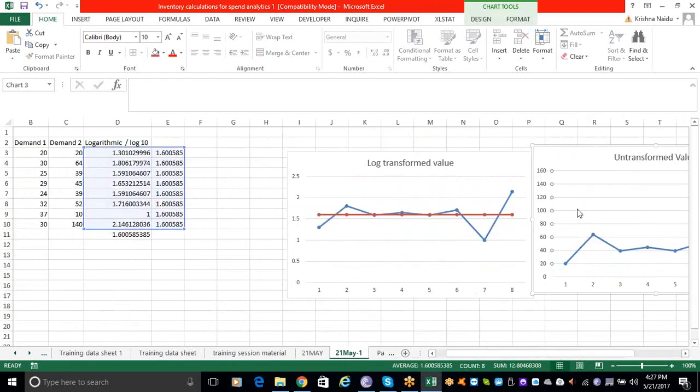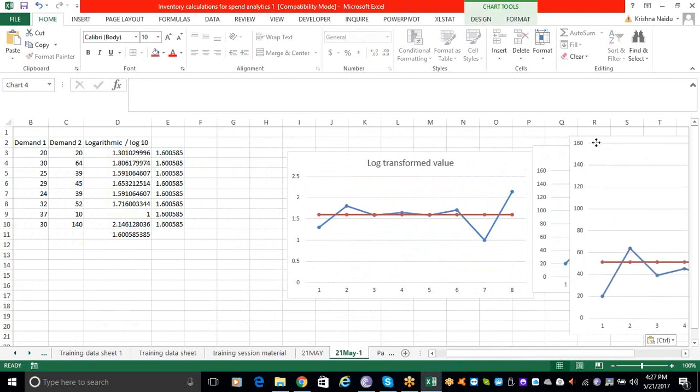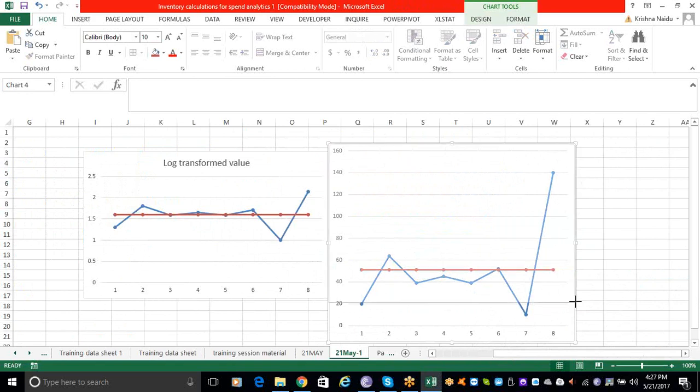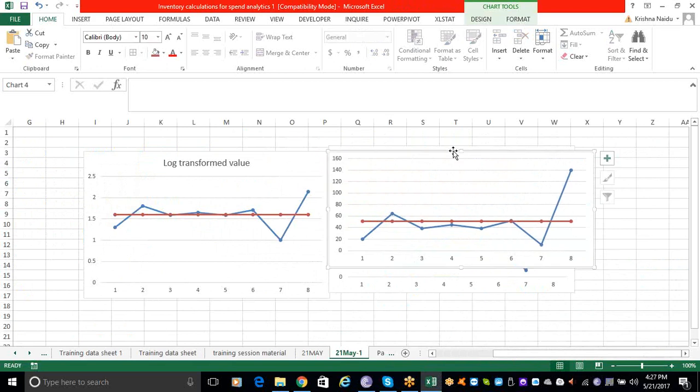So I'm just copying and pasting. This is data. This graph I have taken from the previous sheet where we have done all these things. If you look at what is the change between these two graphs, what is the change between these two graphs? Are we seeing any changes?